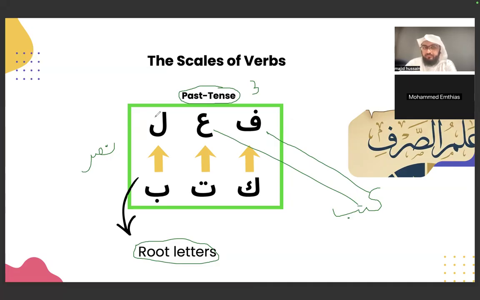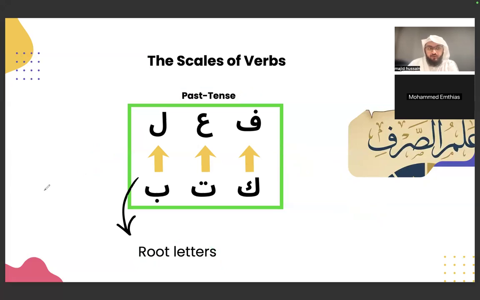That's easy, brother? Yes. This is like a formula for us for the past tense. We will always have this with us and we will compare every verb to understand the root letters of that word. We will simply apply it on our formula, which is fa, ain, lam.